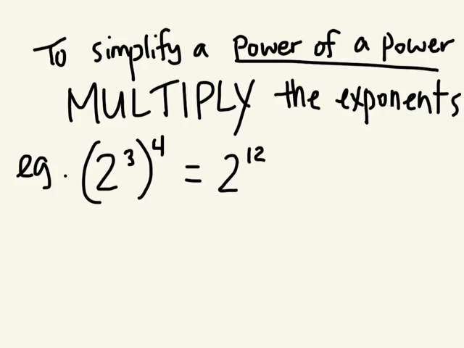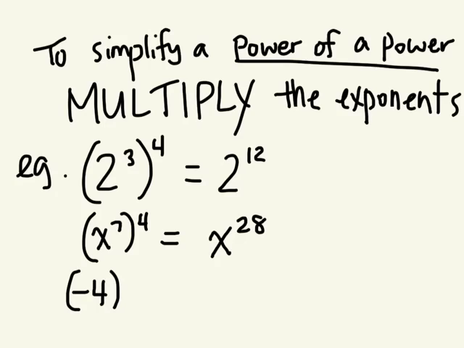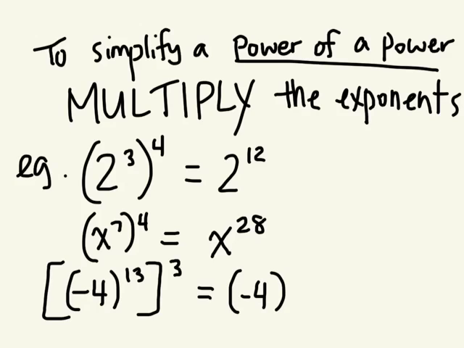Good. X to the power of 7 to the power of 4 equals, Sheena? X to the power of 28. Good. How about this one? Negative 4 to the power of 13, all of that to the power of 3. What's the base? Negative 4. Good. 13 times 3? 39. So it's negative 4 to the power of 39 because the base is negative 4. It's in brackets.